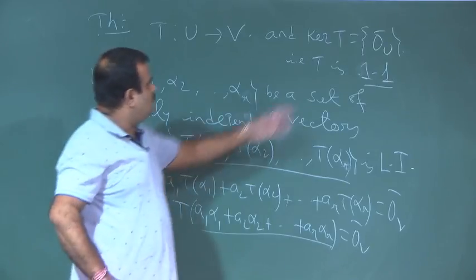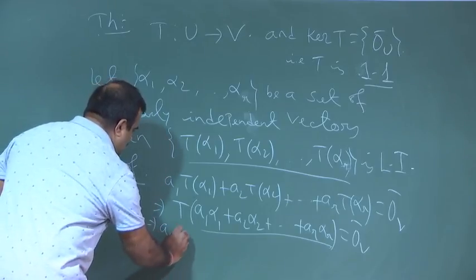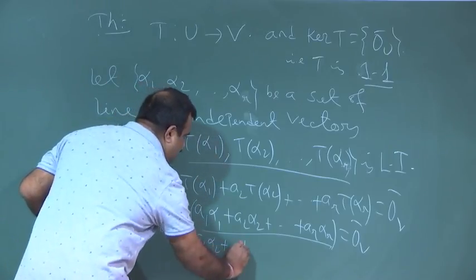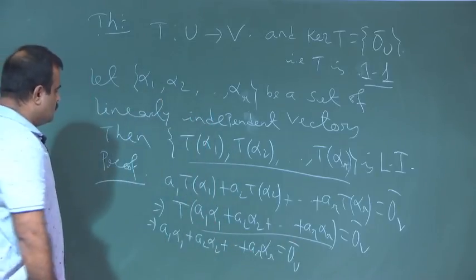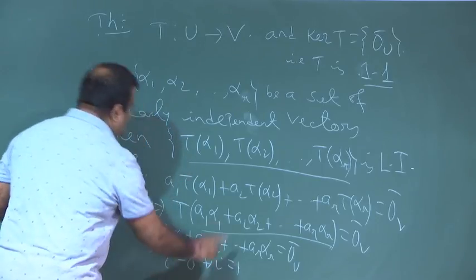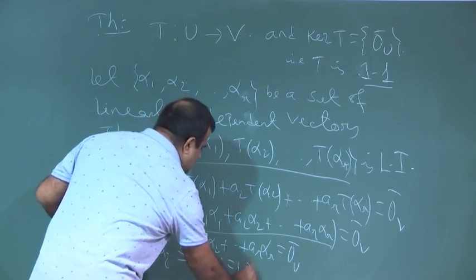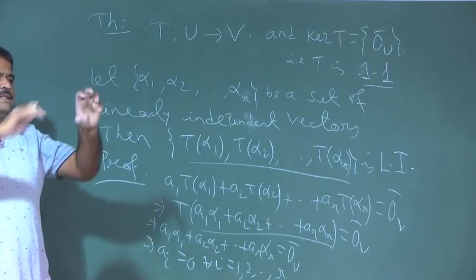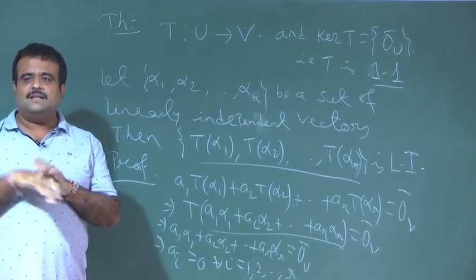Now, the kernel of T only consists of the 0 vector. So this implies a1 alpha 1 plus a2 alpha 2 plus up to ar alpha r is the 0 vector of U. So this implies all ai's are 0, because these alpha i's are a linearly independent set of vectors. So this is the proof. That means, if you take a linearly independent set of vectors from U, its image will again be a linearly independent set of vectors in V.